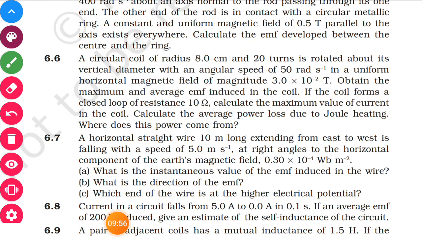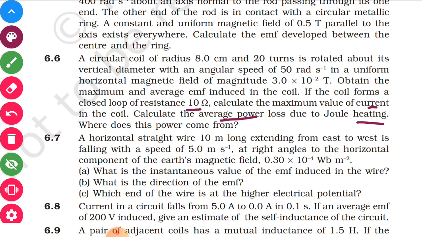Now 6.6. A circular coil of radius 8 cm and 20 turns is rotated about its vertical diameter with an angular speed of 50 radian per second in a uniform horizontal magnetic field of magnitude 3 into 10 raised to minus 2 Tesla. Obtain the maximum and average EMF induced in the coil. If the coil forms a closed loop of resistance 10 ohm, calculate the maximum value of current in the coil and the average power loss. This we have to calculate.